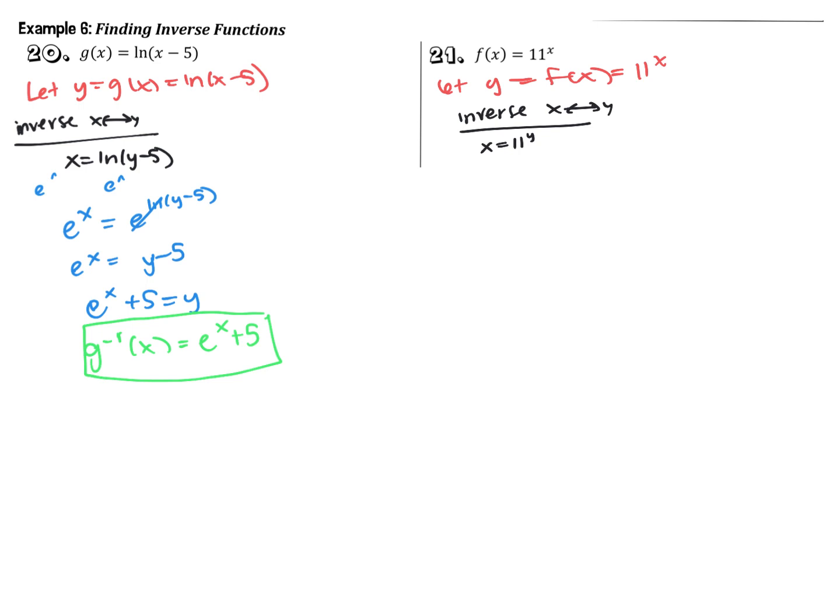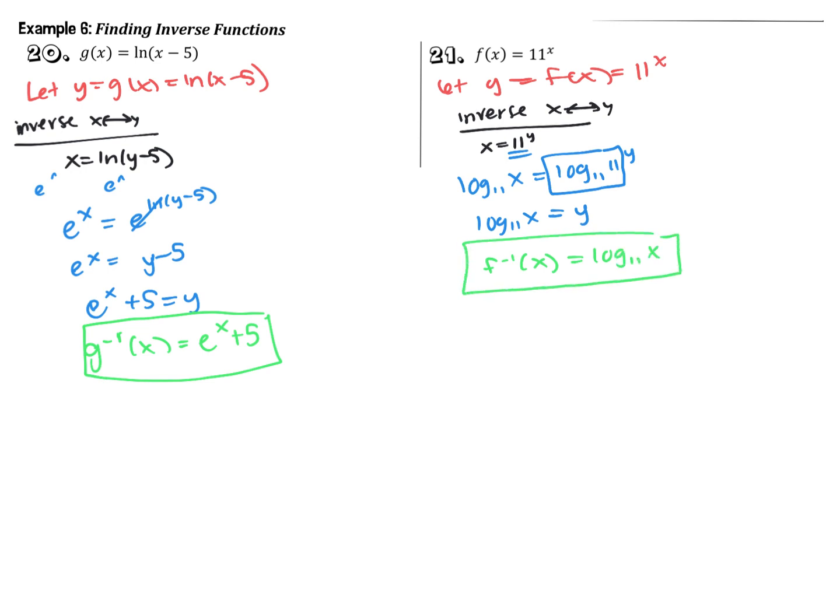For number 21, we're going to take the log base 11 of both sides. Why 11? Because 11 is the base that we have over here. Then the left-hand side isn't going to simplify at all, but the right-hand side is. 11 to what power is 11? 11 to the first power is 11. So y is already isolated here, so now we just need to rewrite our final answer using inverse notation. F inverse of x is equal to log base 11 of x.